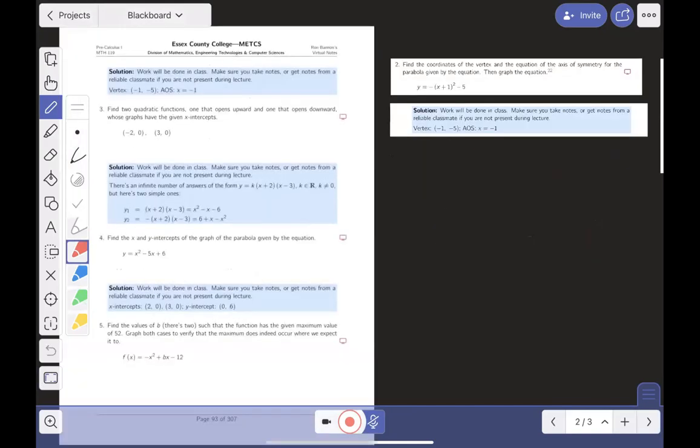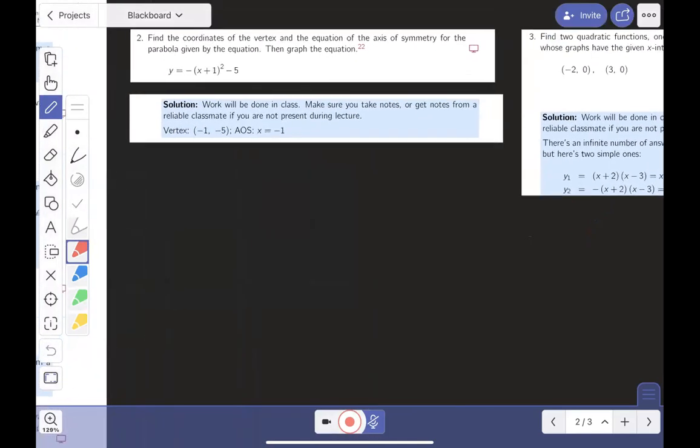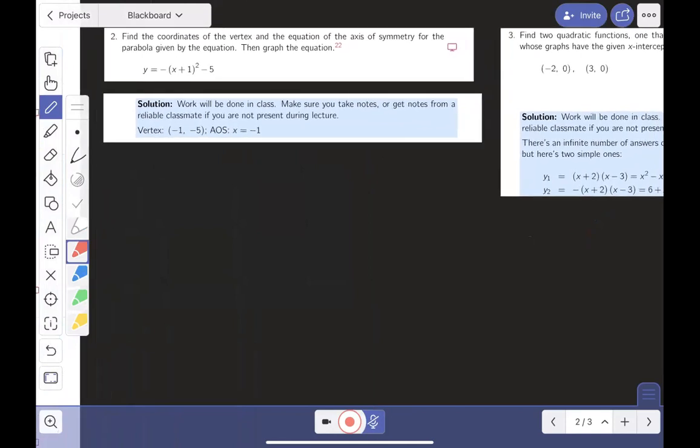I'm going to do problem number 2 now. So here's what it says. This is number 2 now. It says find the coordinates of the vertex and the equation of the axis of symmetry for the parabola given by the equation, and graph it. Well, I'm going to write this down now. y equals, and what does y equal? It equals the opposite of x plus 1 squared minus 5.